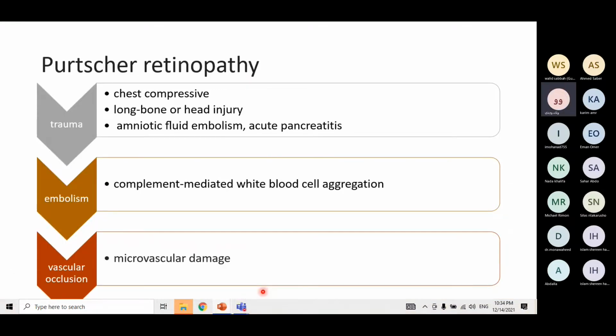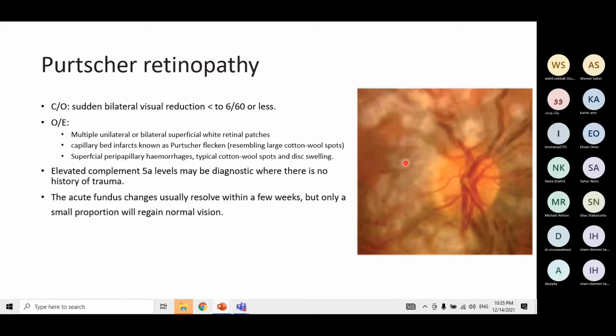Purtscher retinopathy, you probably saw that in the night shifts. You can read that in the book. The most important thing is the pathophysiology: it is usually due to embolism with complement-mediated white blood cell aggregation. This is something that we need to bear in mind. Usually there is some sort of embolism, cascading complement-mediated inflammation and causing an appearance similar to hypertensive retinopathy, characterized by hemorrhages and hard and cotton wool spots, the soft exudates, etc. Okay.